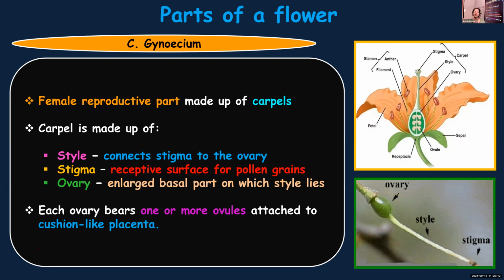Inside the ovary, ovule is present, and the number of ovules can be different for different flowers. There can be one or many ovules, and these ovules are attached to a cushion-like structure. You call it placenta. Okay, hope you have understood.